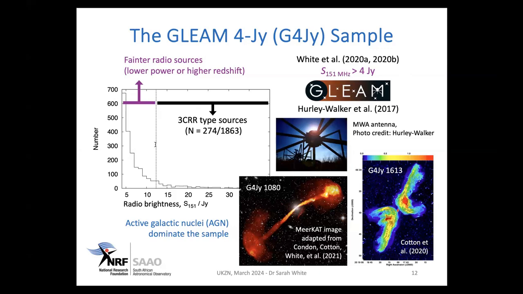And to the right of this vertical line are the types of sources that we're already more familiar with, thanks to the famous 3CRR sample of the Northern Hemisphere.